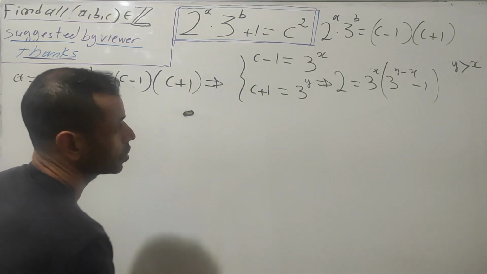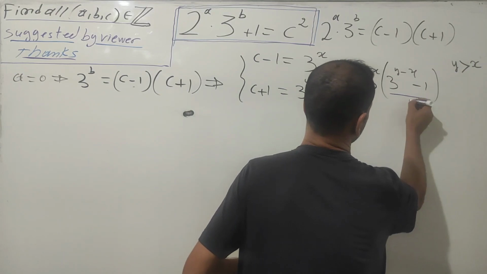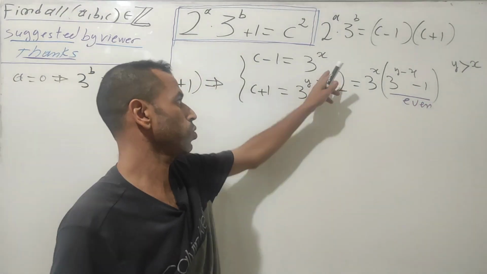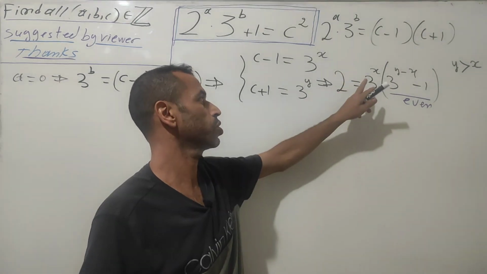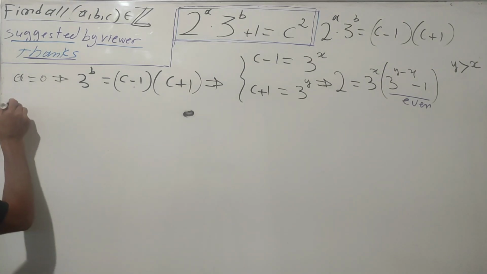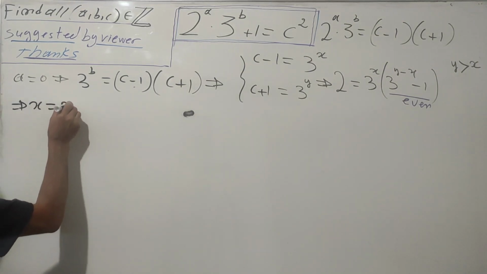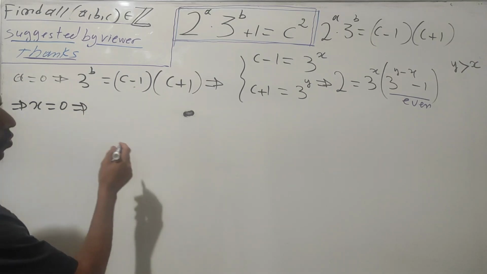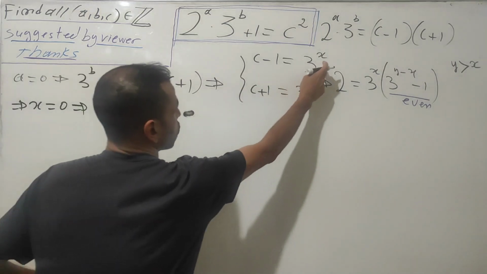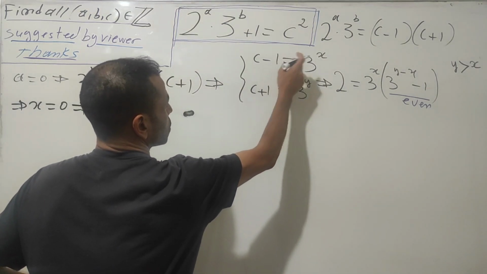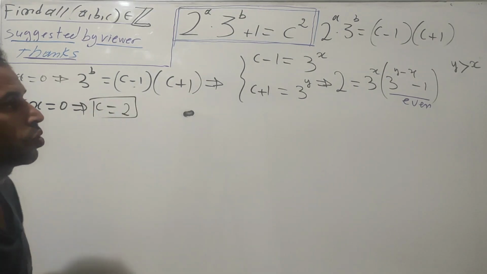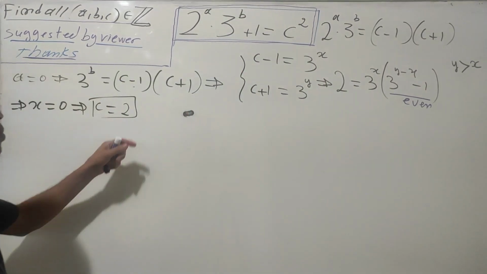This one is even, and this one is odd. So we can't have an odd factor here except 1, which means x must be 0. So immediately x equals 0, which means c minus 1 equals 1, so c equals 2. We don't have to solve the other equation because we found that c equals 2.